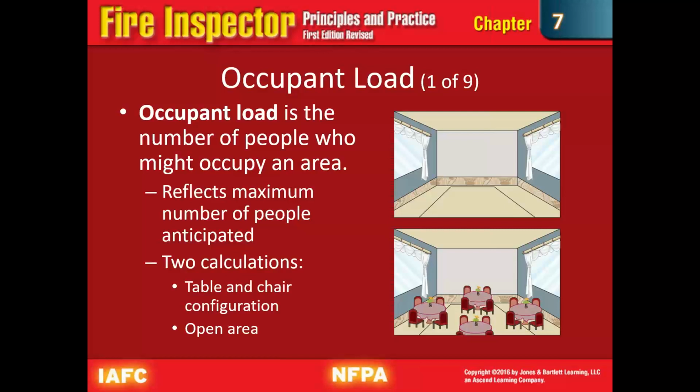There are two different calculations, one for tables and chairs and one for open area. You're going to have to research your code sets to see what you're going to have to use to calculate that occupancy. An open area is, let's say, a gym used for various types of activities, an open space like a high school gymnasium. But it's going to be different if it has fixed seating, like maybe a cafeteria.